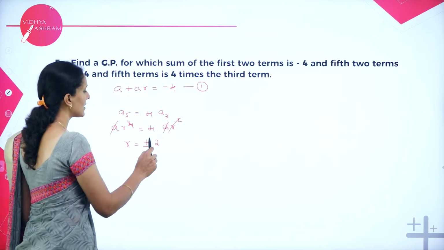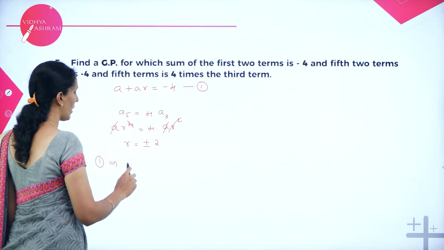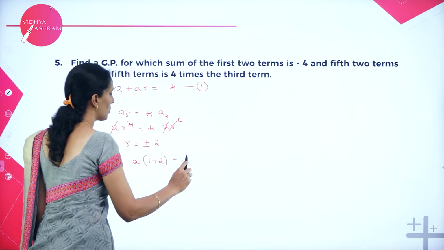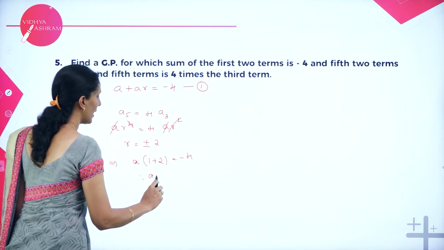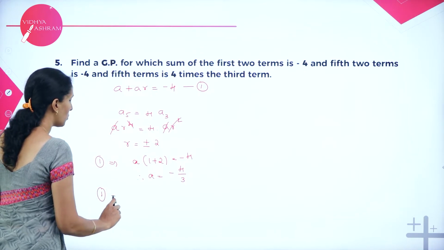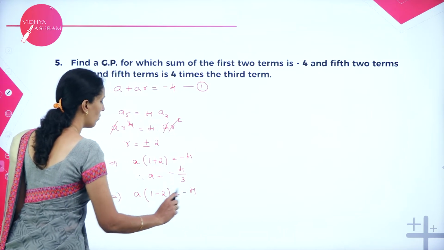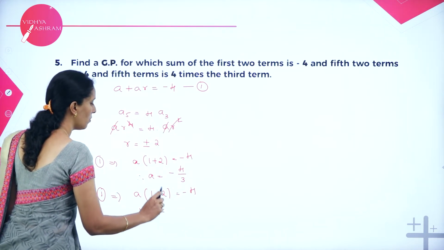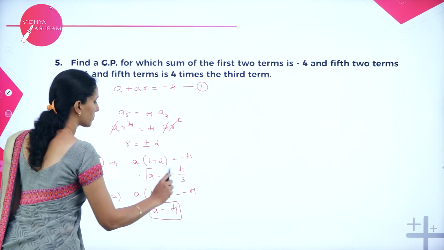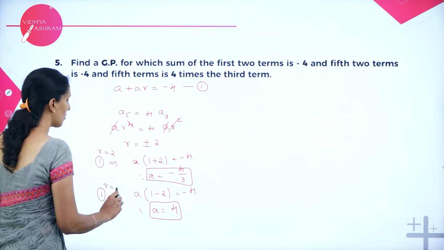So based on R is equal to plus 2 and minus 2, if I put R is equal to 2 in equation 1, then if I take A as a common factor, it is A into 1 plus 2 is equal to minus 4. So therefore, A is equal to minus 4 by 3. That is for R is equal to 2. Suppose I take R is equal to minus 2, then A into 1 minus 2 is equal to minus 4. Then A will be equal to minus 4 divided by minus 1, which becomes 4. So these are the two cases. This is when R is equal to 2 and this is when R is equal to minus 2.